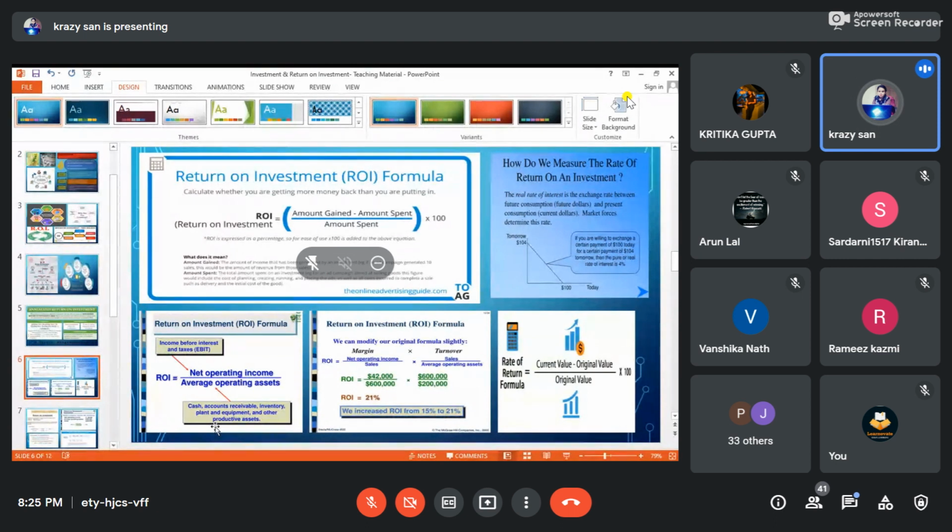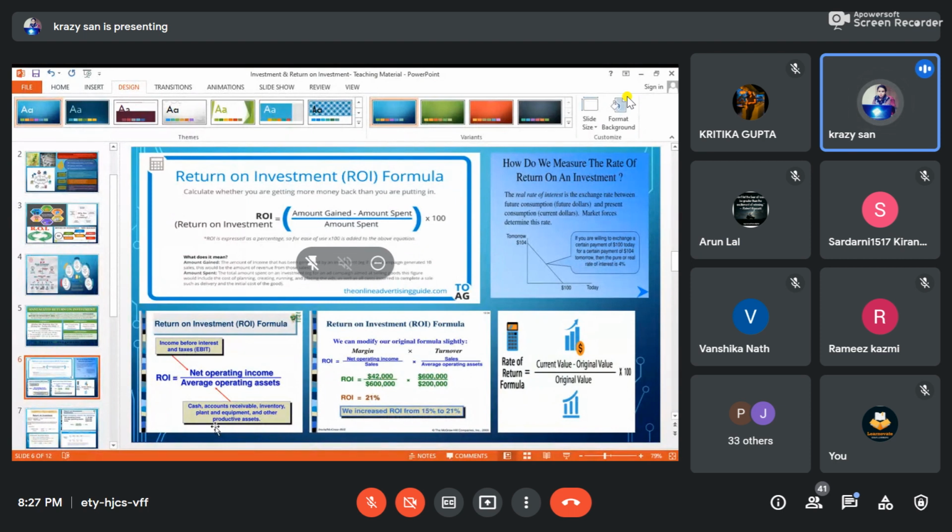Now, there are different formulas for return on investment. If you go with the net income way, ROI is also calculated as income before interest and taxes, that is EBIT, which we say is net operating income, divided by the average operating assets, meaning cash, accounts receivable, inventory, plant and equipment, and other productive machinery. In that way also ROI is calculated. And we can modify our original formula slightly if it comes in the balance sheet way, margins and turnovers. So ROI is margin into turnover. Margin means net operating income divided by sales, and turnover is sales divided by average operating assets. When you multiply these two, you get the ROI.